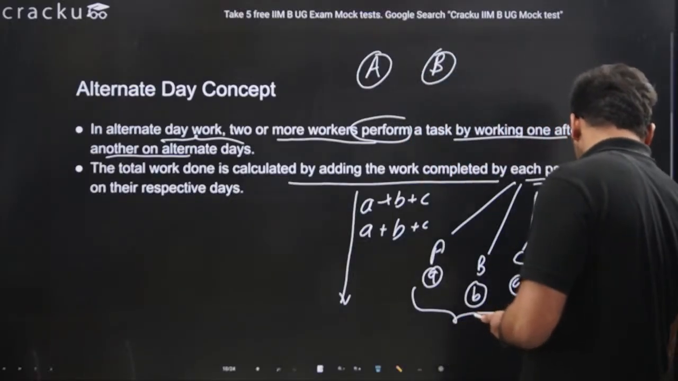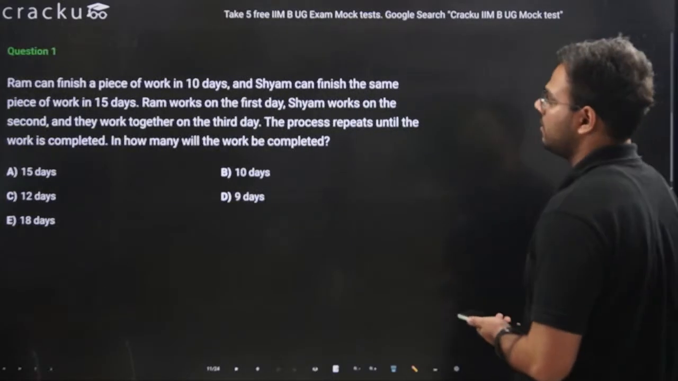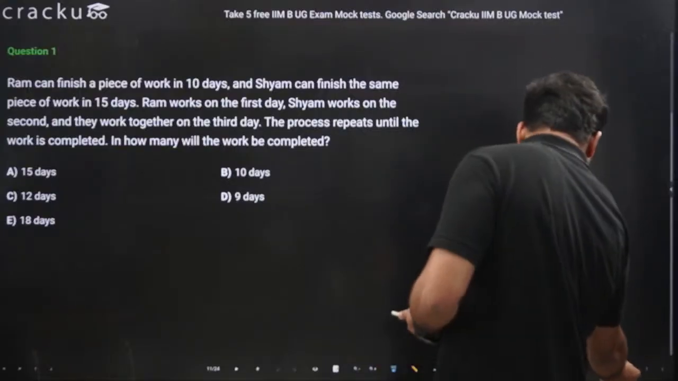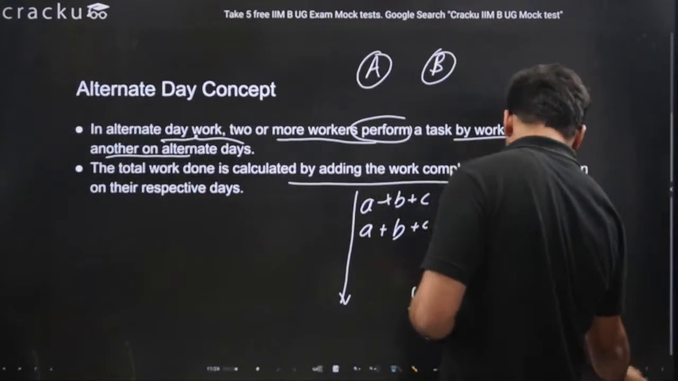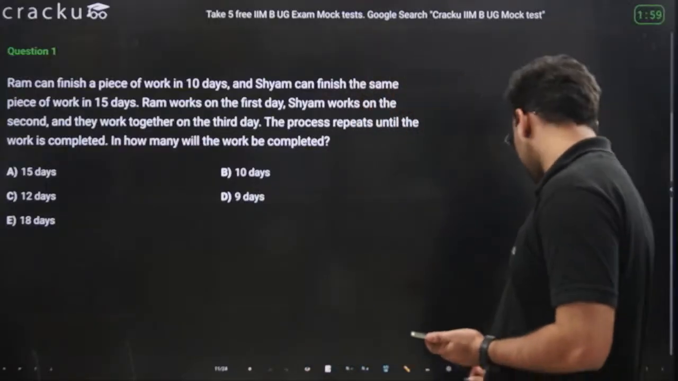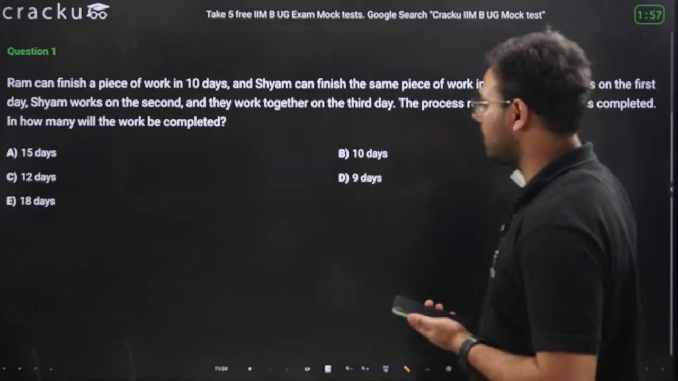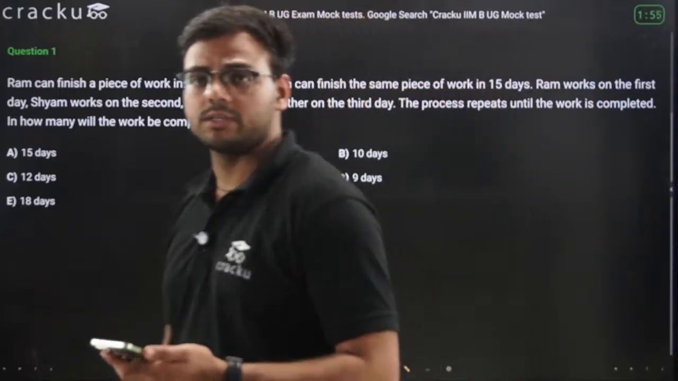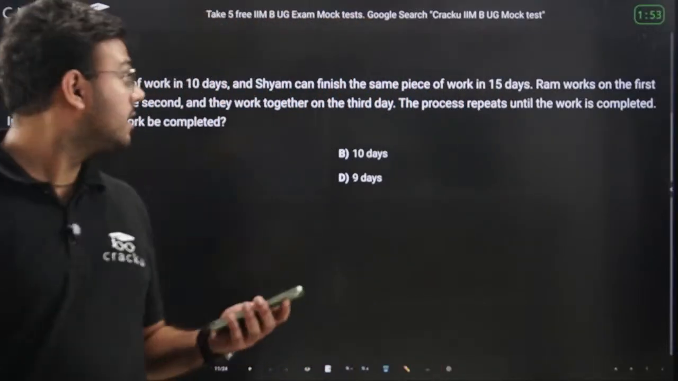So let's move to our first question. This is our first question. I'll start the timer. Give this a try. We have taken the time of 2 minutes, which we'll be getting for each question, to try to solve this question in 2 minutes time.